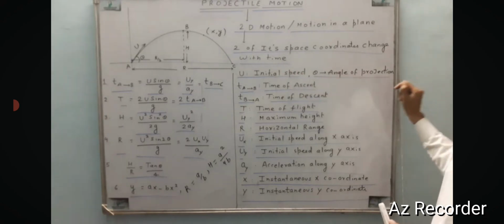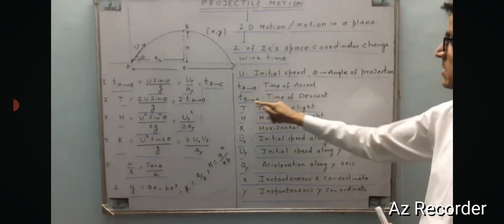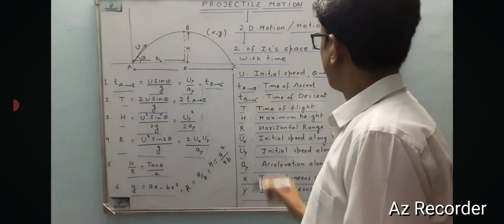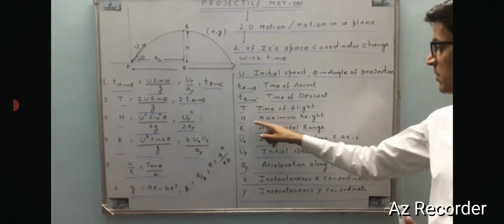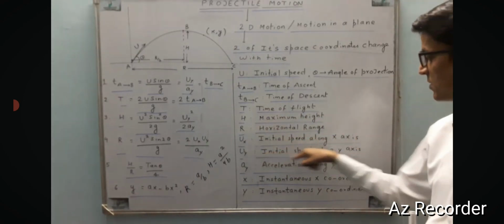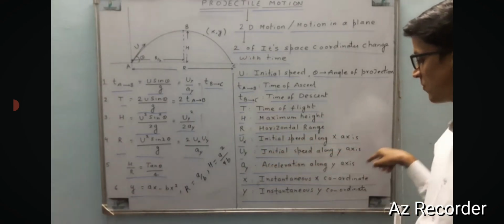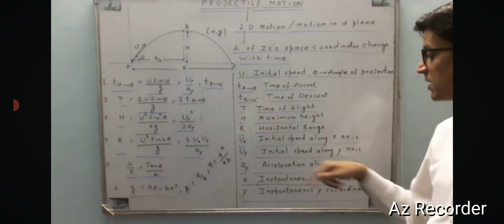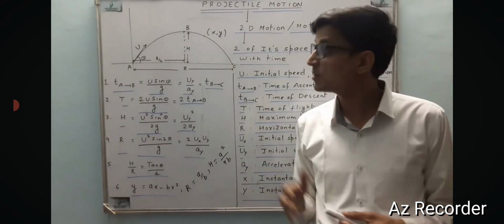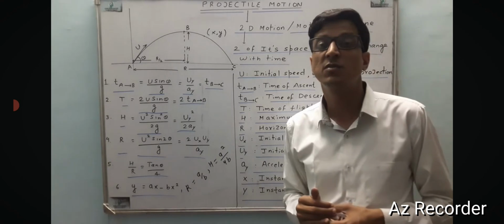Angle of projection, T_AB is time of ascent, T_BC is the time of descent. Capital T is time of flight, capital H is maximum height, R is horizontal range, Ux is initial speed along x-axis, Uy initial speed along y-axis, Ay acceleration along y-axis, X is instantaneous x-coordinate and Y is instantaneous y-coordinate. So this is information related to the projectile motion.